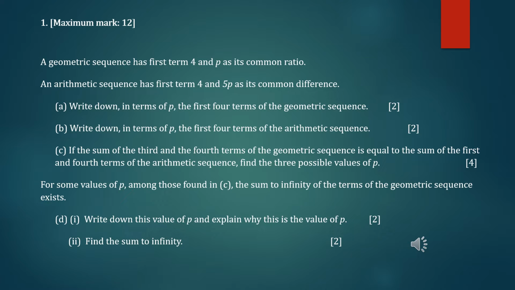This question is worth 12 marks. A geometric sequence has first term 4 and p as its common ratio. An arithmetic sequence has first term 4 and 5p as its common difference. And then there are three questions that follow.